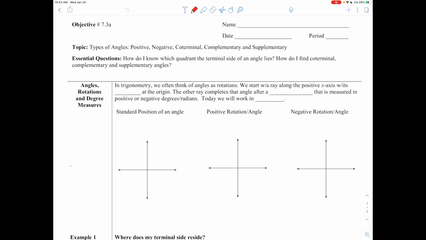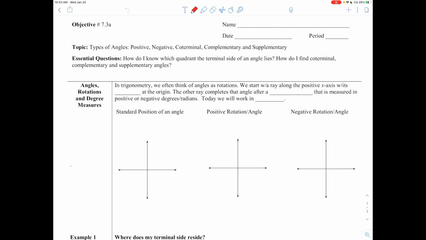Okay, so we're going to be embarking on angles that are greater than acute angles and work with trig functions of any angle. And so there's some vocabulary that we need to get familiar with. All right, so we're going to talk about some angles, how they relate to rotations or revolutions, and degree measures. And today we are working in degree measures, not radians.